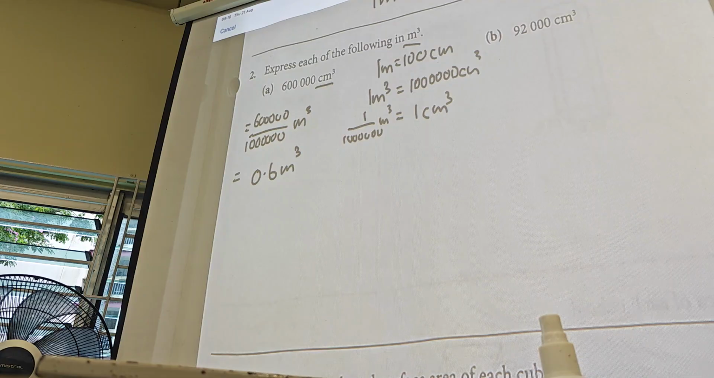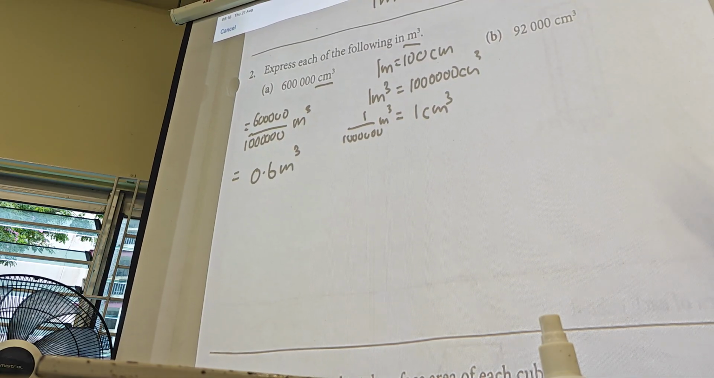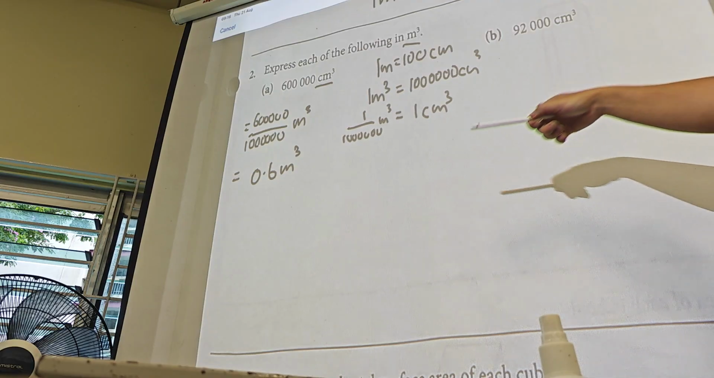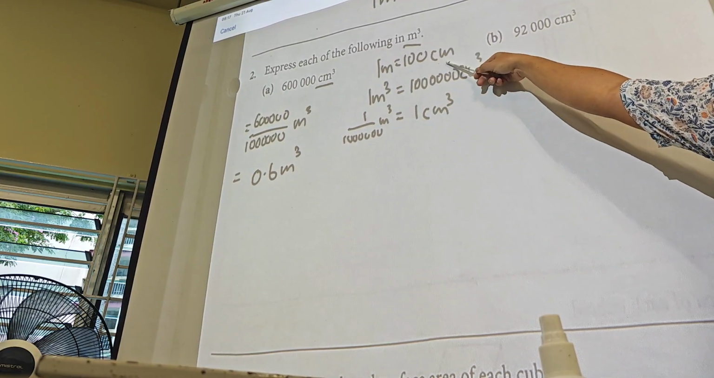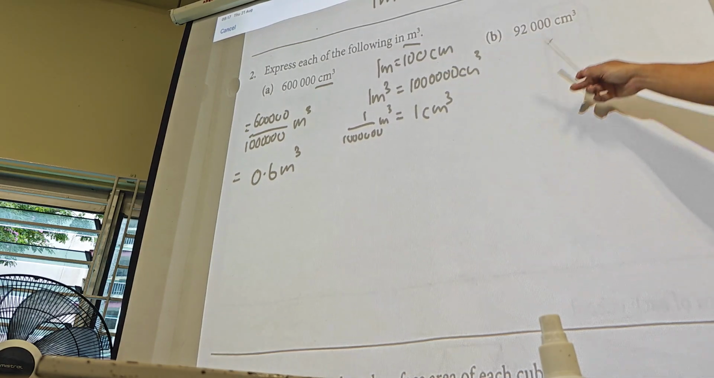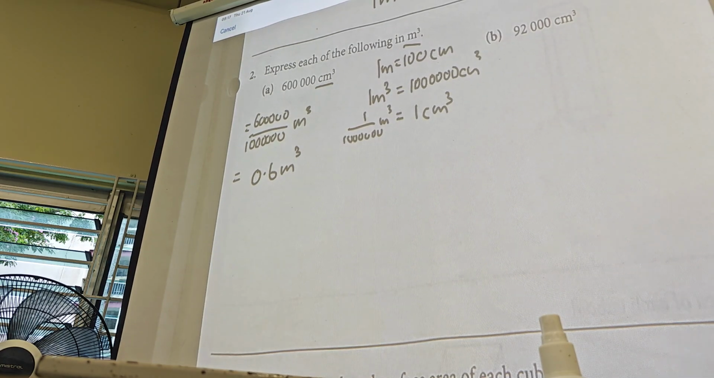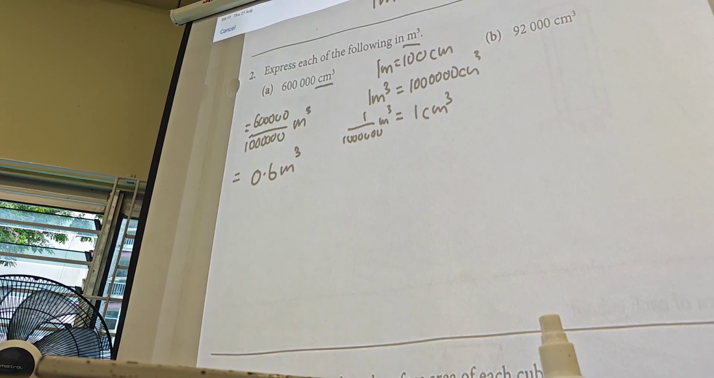Okay. So from meter cube to cm cube, I multiply 1 million. From cm cube to meter cube, I divide by 1 million. So I also don't need to remember. As long as I remember the first one, I can get all this also. Then same, this one just divide by 1 million. Then you'll get your answer. Try, go and key calculator.